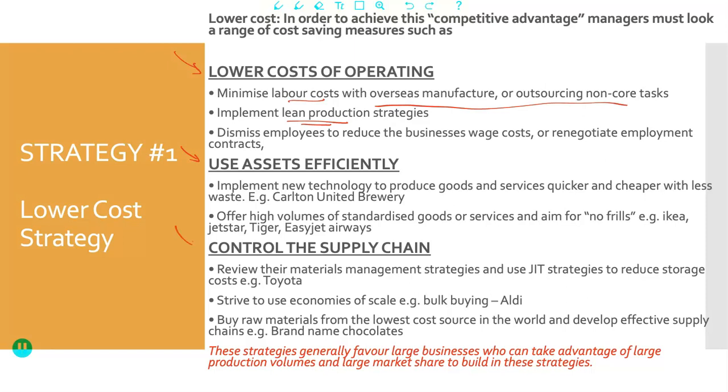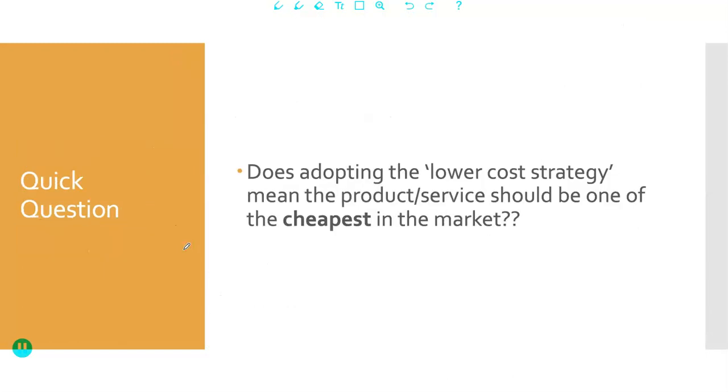And they might want to take full control of their supply chain using just-in-time or materials management strategies, because then they can lower the cost throughout the entire supply chain. Now, does adopting a lower cost strategy mean they should be the cheapest in the market? That's something for you to consider. I would say not necessarily, but by adopting a lower cost strategy, it gives them the opportunity to reduce their costs, and that gives them a competitive advantage.